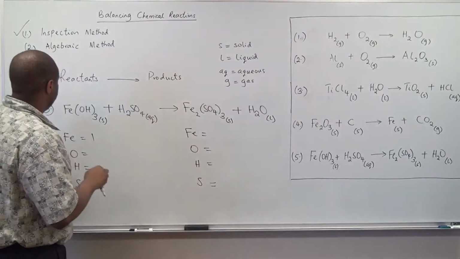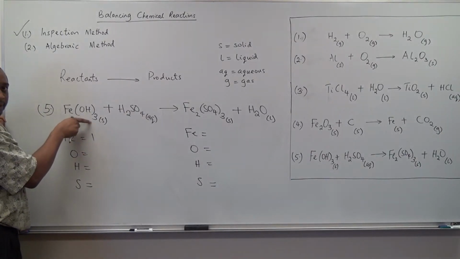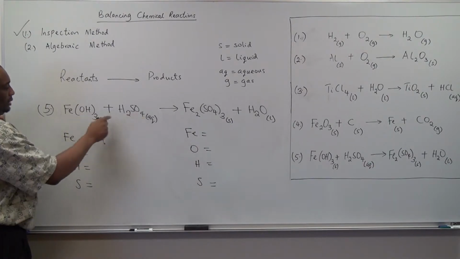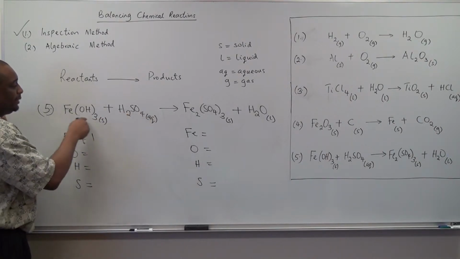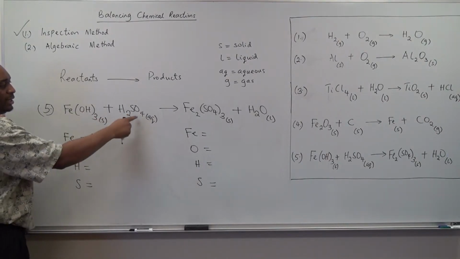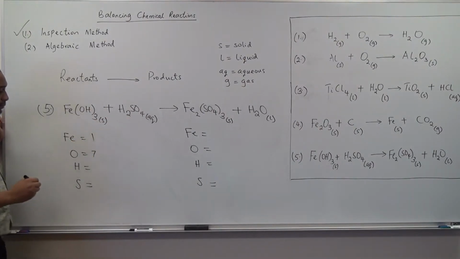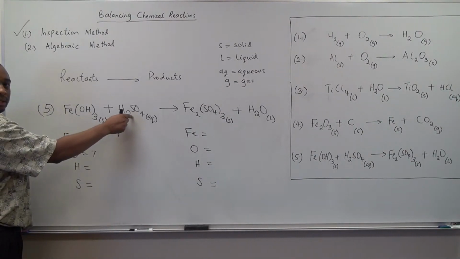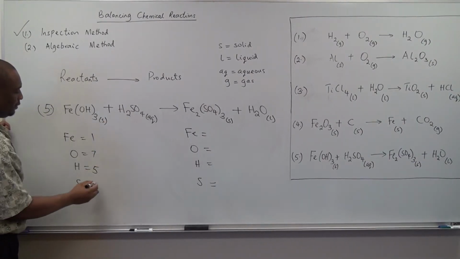Okay? So here oxygen is 3 atoms for this reactant, then for this reactant also, oxygen is 4 atoms. So 3 plus 4 is 7. Okay. Hydrogen is 3 here, but it's 2 here. So 3 plus 2 is 5. Sulfur is 1.